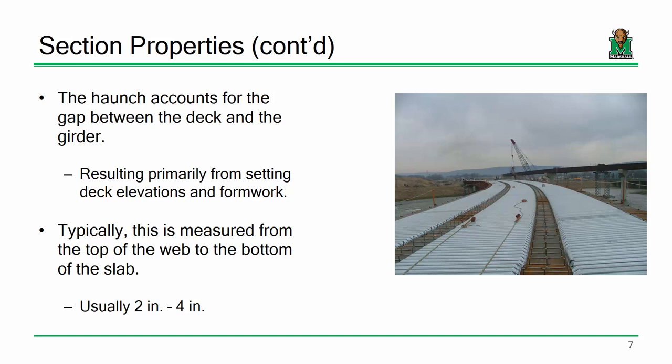So in order to be conservative, we tend to neglect all that concrete below the flutes. Okay? Does that make sense? So there is a gap usually.